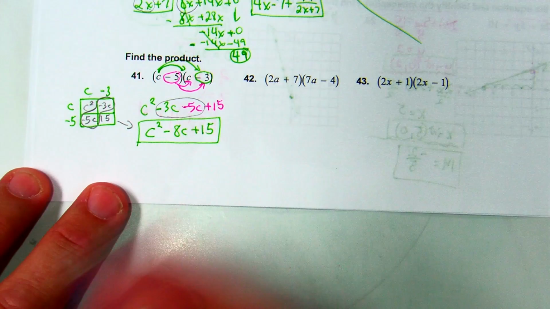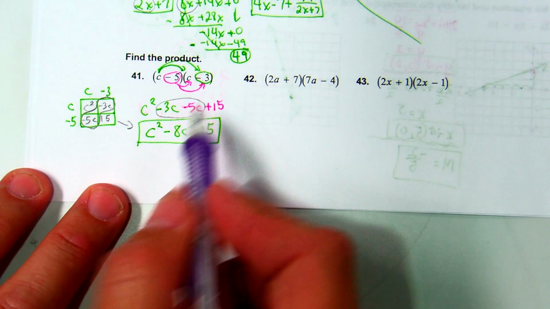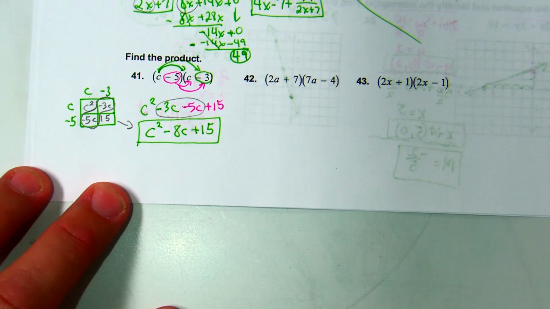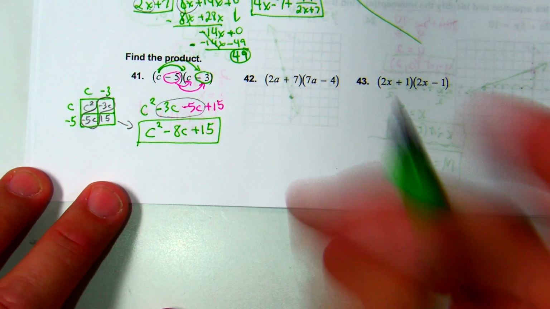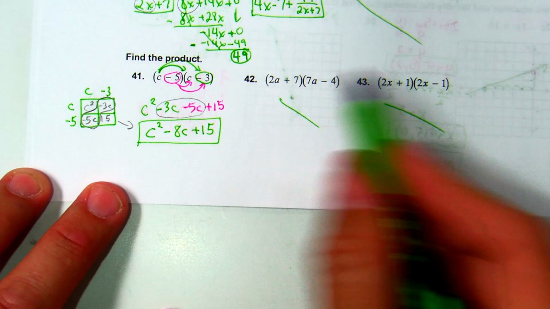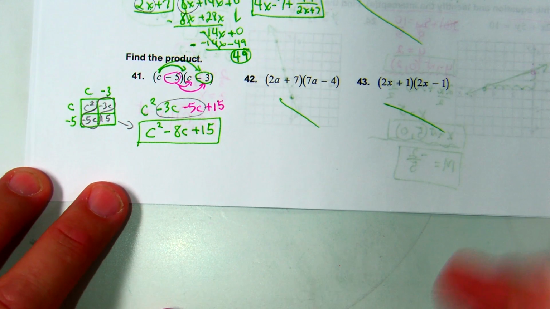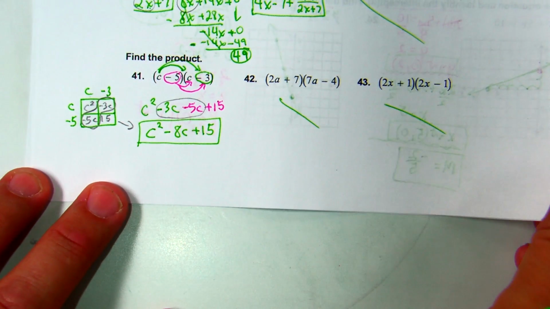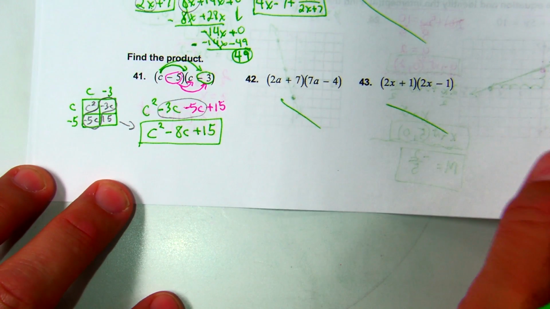So whichever method works best for you, if you want to distribute or if you want to use the table method as well, you can do that. All right, again, I'm not going to work all of these because they're all the same thing. We're just going to distribute all those and combine like terms. So that's 41, 42, and 43.